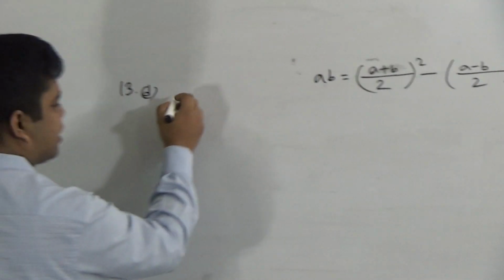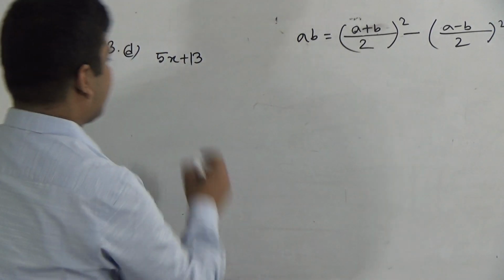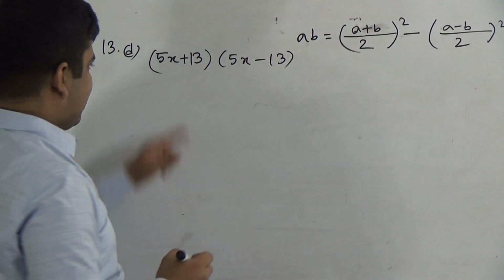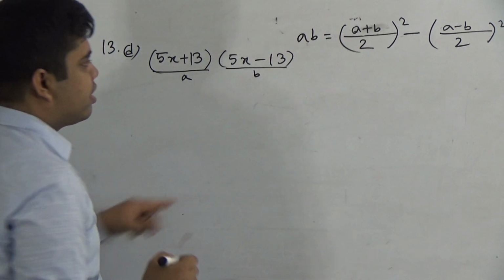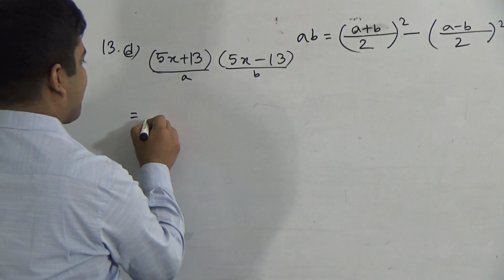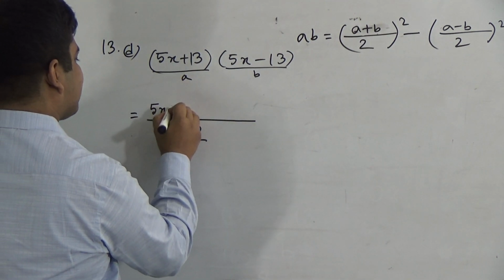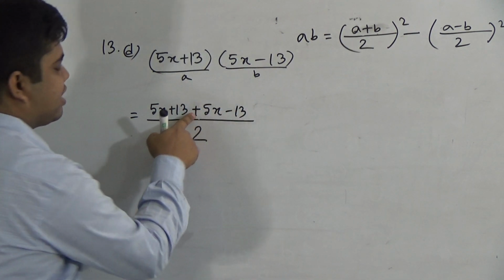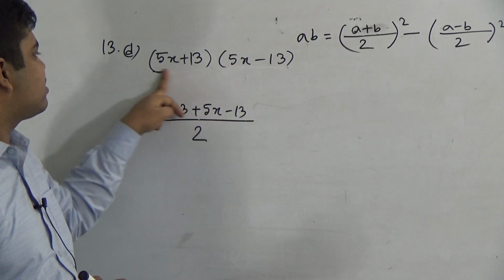13D, the question is 5x plus 13 and 5x minus 13. My dear student, notice. Here we consider 5x plus 13 is A and 5x minus 13 is B. So we use this formula here. 2 is placed here. Here A is 5x plus 13 plus B, B is 5x minus 13. As the sign is plus, this sign has no change.